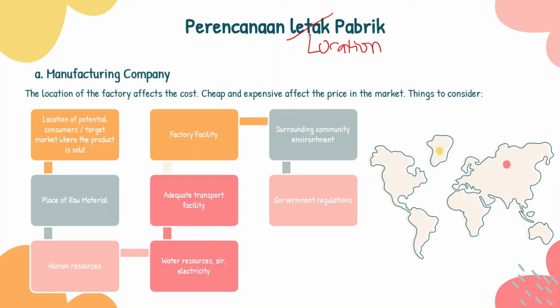Also consider the place of your raw material, ease of getting human resources, water resources, air, electricity, adequate transport facility, factory facilities, surrounding community environment, or also government regulation.